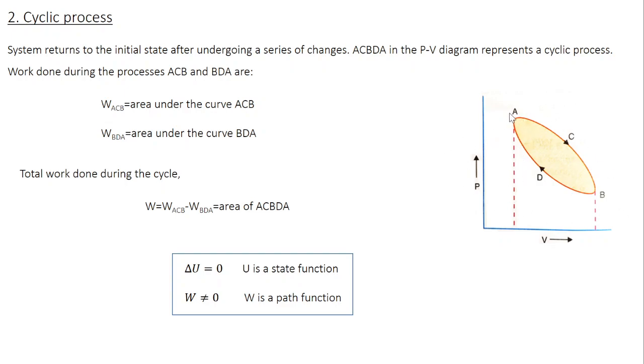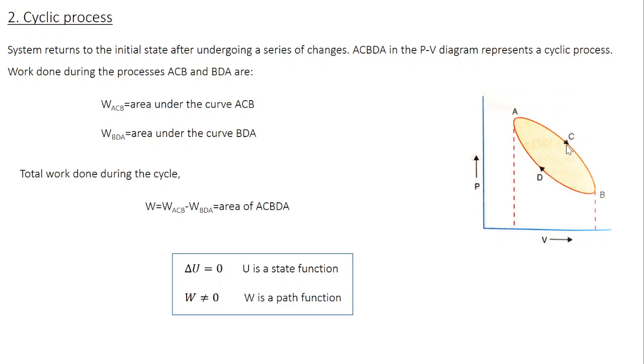Now I can divide this into two halves. One is process ACB and the second one is process BDA. So these two move in the opposite direction. ACB moves in the forward direction, BDA moves in the reverse direction. And the work done during process ACB, I call it WACB, and from the PV diagram, this is going to be the area under the curve ACB. Similarly, the work done during the process BDA, this is WBDA, which is the area under the curve BDA.